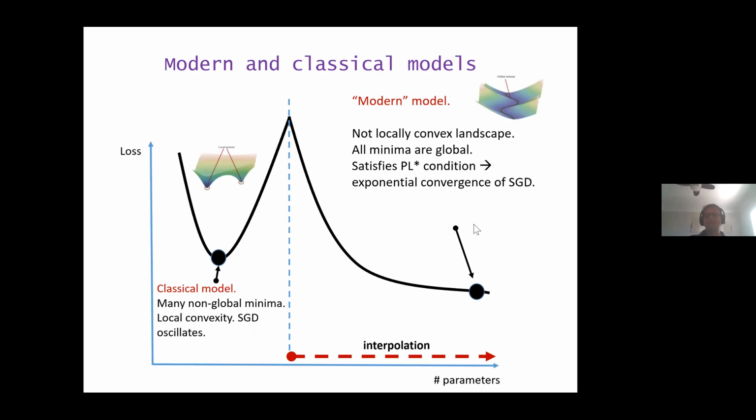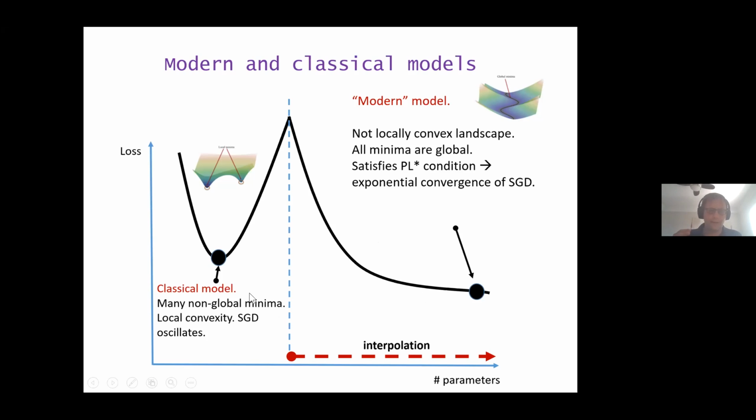So this is the last slide, and here I'm combining this idea of generalization and optimization. So we have two regimes. There is this classical regime when you have a U-shaped generalization curve, and then you have this modern regime when somehow increasing the number of parameters seems to just improve generalization. We call this double descent.